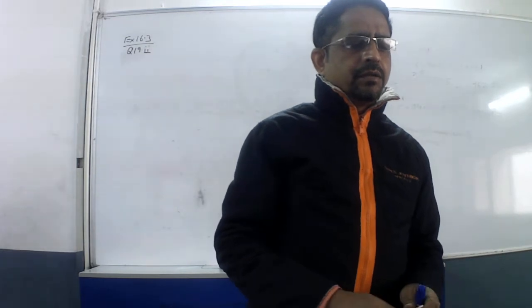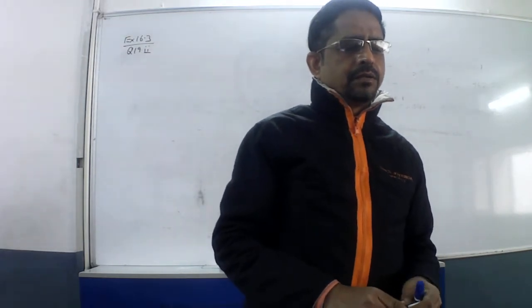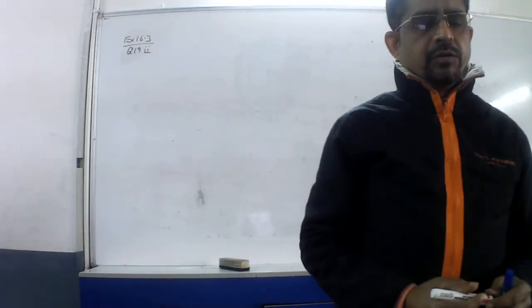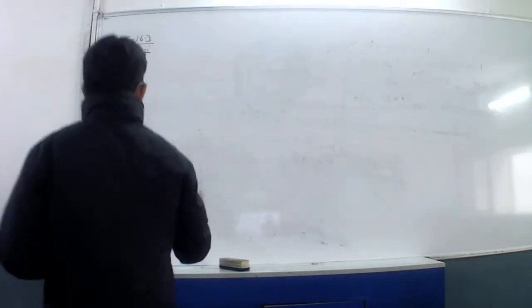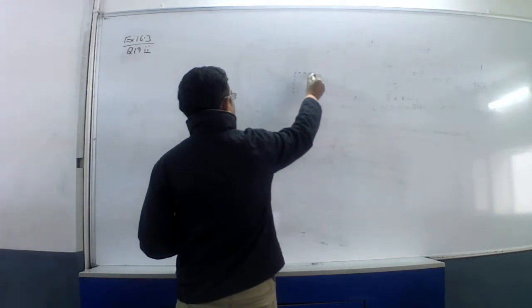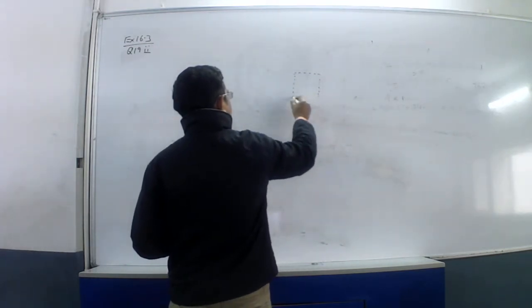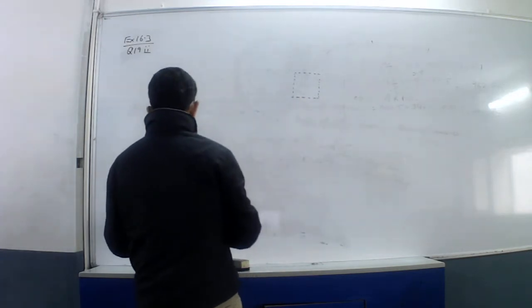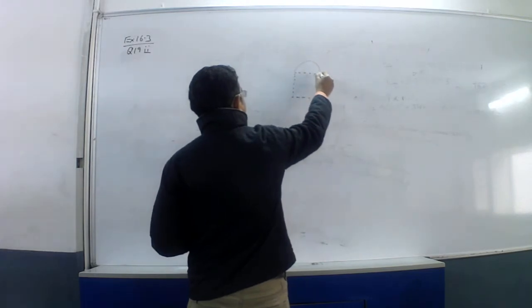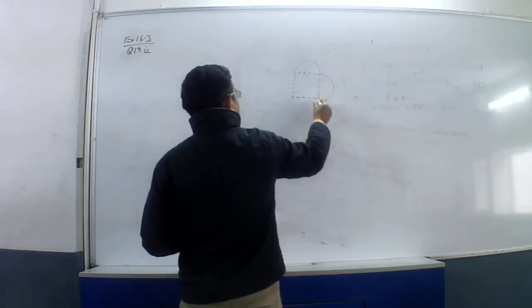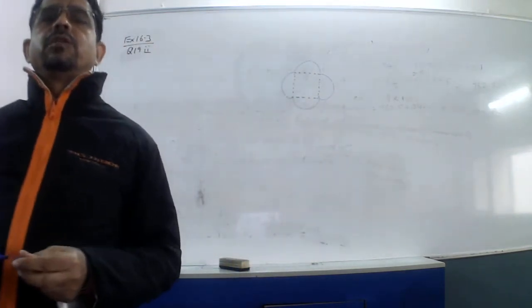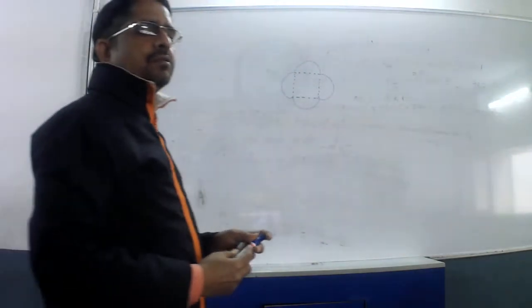Now here, it's a square surrounded by 4 semicircles. So the figure given is a square surrounded by 4 semicircles like this.